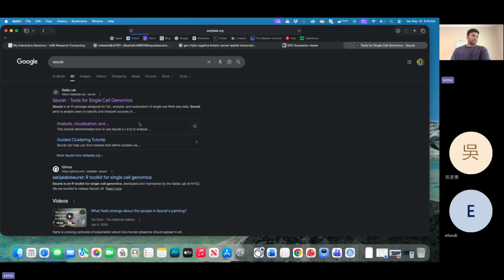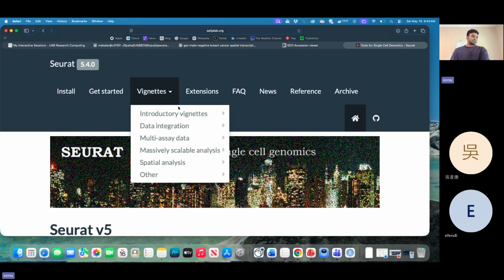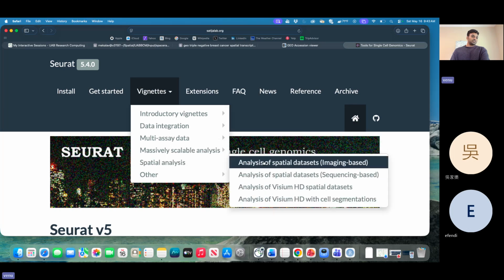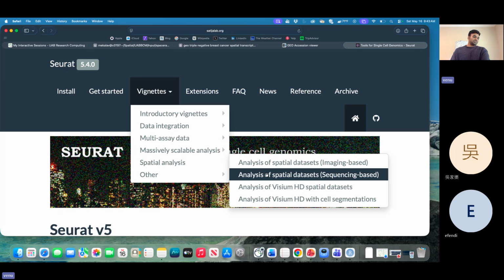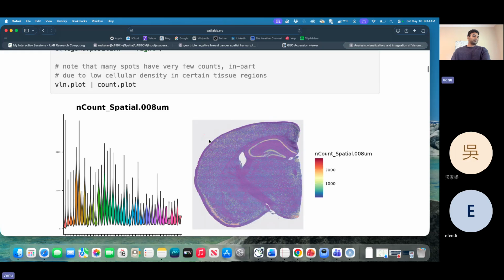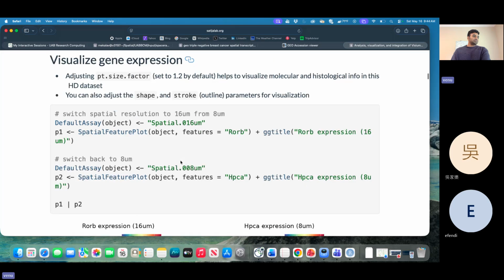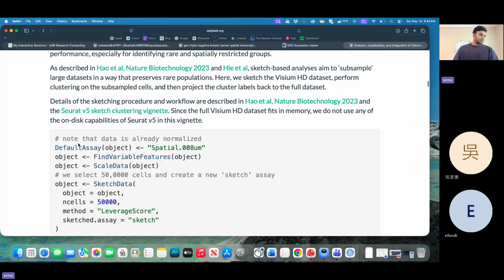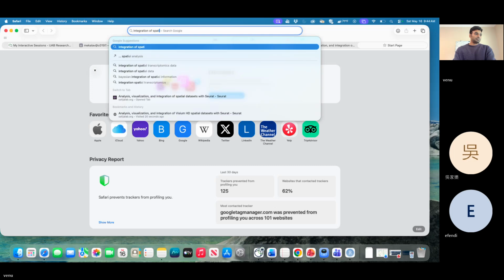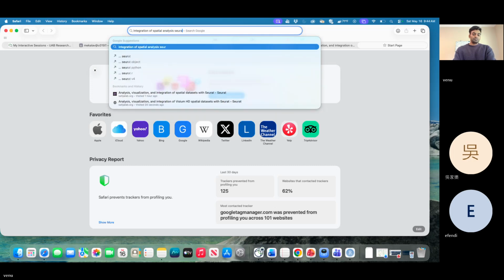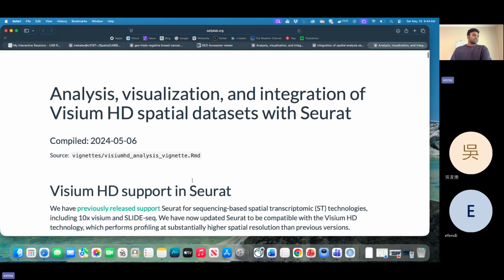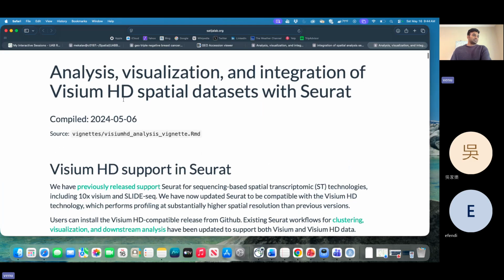Right now I'm using spatial data integration analysis. Let's see whether they have integration here. It looks like Seurat is the most popular package for R. So integration of the VisiumHD spatial dataset.